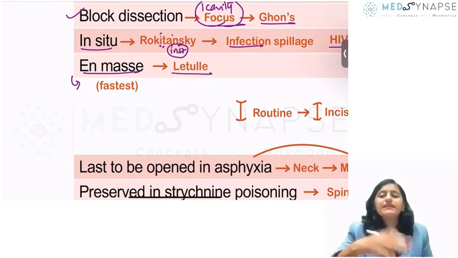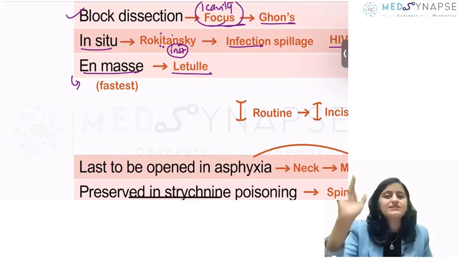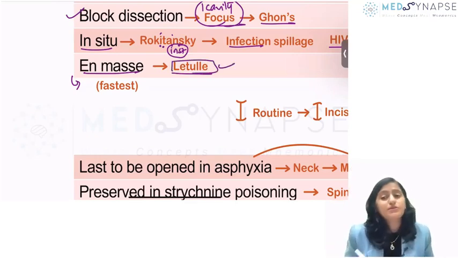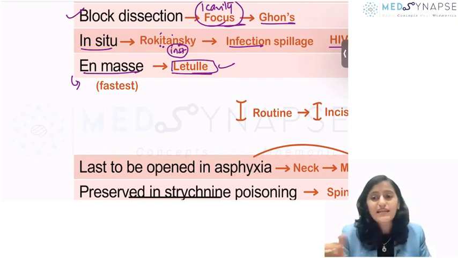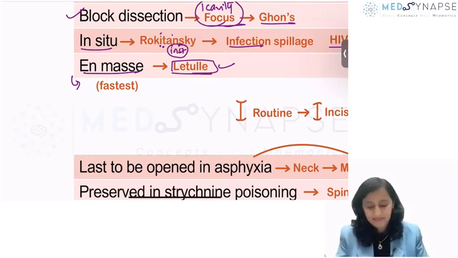So it is like le tu le, pura le le. Upar se niche pura le le. So that is le tu le. Remember, it is not actually le tu le, but for a mnemonic, we read it as le tu le. Pura le le, upar se niche le le. So that is NMAS, le tu le.